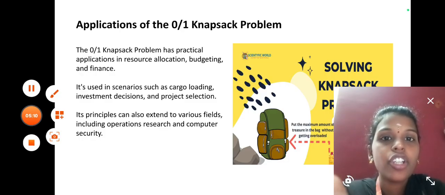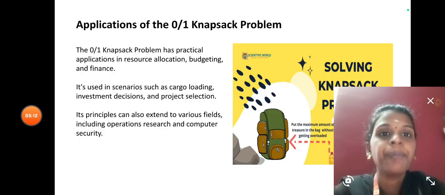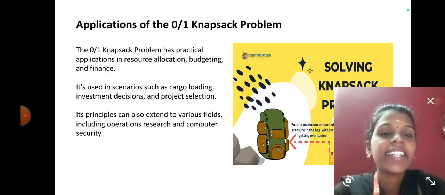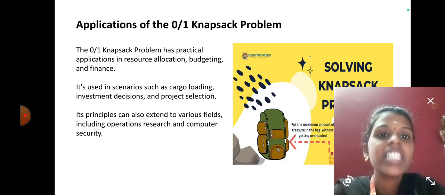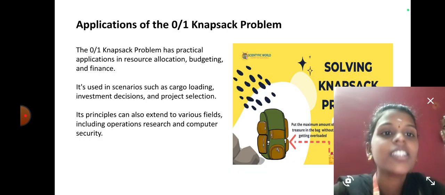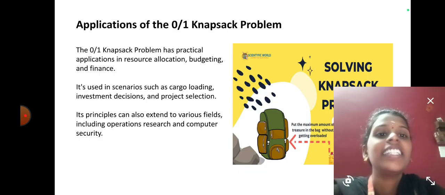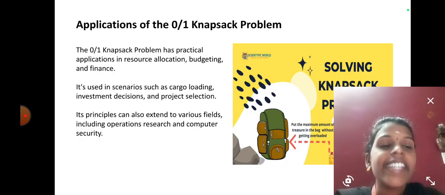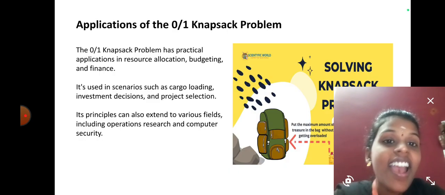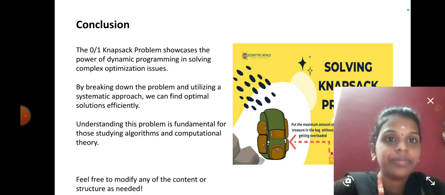Applications of the 0/1 knapsack problem. The 0/1 knapsack problem has practical applications in resource allocation, budgeting, and finance. It's used in scenarios such as cargo loading, investment decisions, and project selection. Its principles can also extend to various fields, including operations research and computer security.